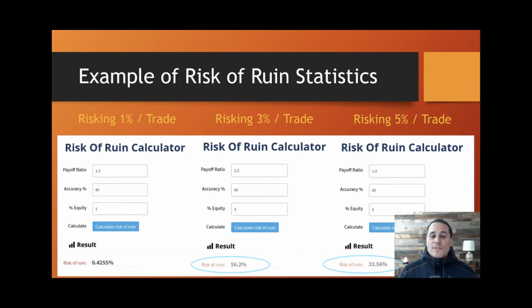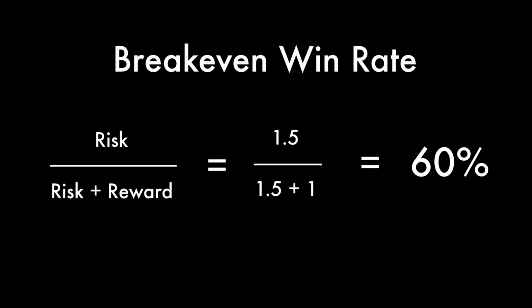One final point I want to make here is that these rules allow us to calculate the break-even win rate for our system. The formula for this is risk divided by risk plus reward, which comes out to be 60%. That means if we assume no commissions and we take these trades totally at random using the 1.5 times ATR stop loss and 1 times ATR take profit, we expect 60% of our trades to be winners.